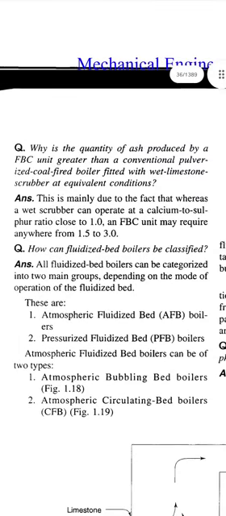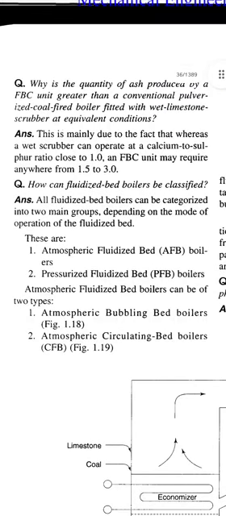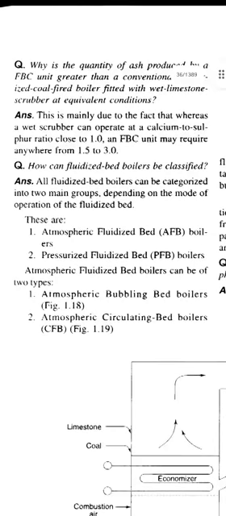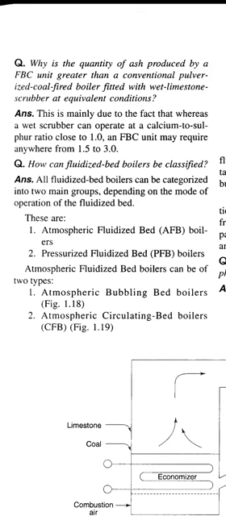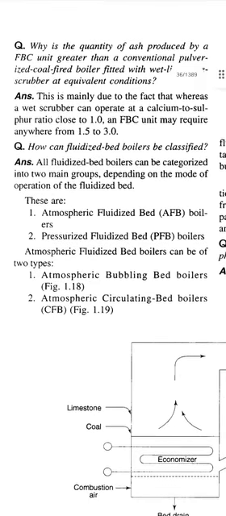Next question. Why is the quantity of ash produced by an FBC unit greater than a conventional pulverized coal-fired boiler fitted with a wet limestone scrubber at equivalent conditions? Answer. This is mainly due to the fact that whereas a wet scrubber can operate at a calcium to sulfur ratio close to 1.0, an FBC unit may require anywhere from 1.5 to 3.0.